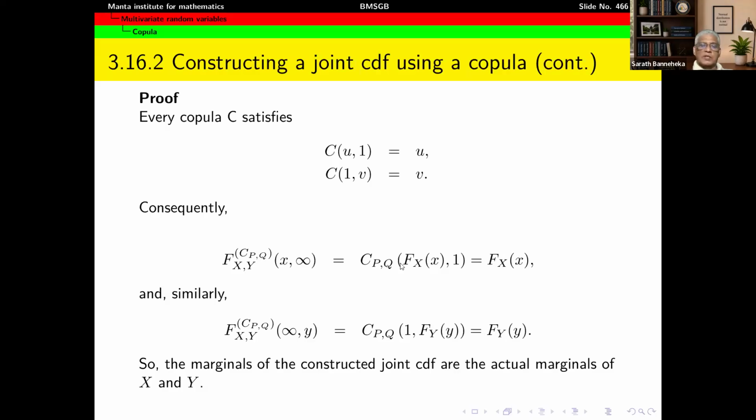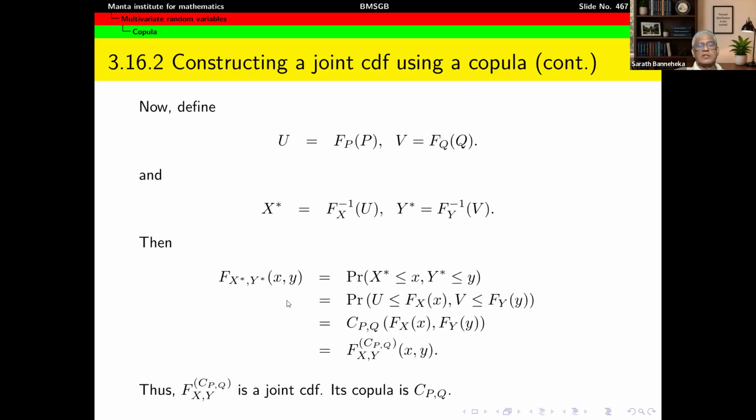It means this is actually a joint CDF. Joint CDFs are the functions which have this property: when you put one argument to infinity, you get the marginal of the other argument. So the marginals of the constructed function here are the actual marginals. That is one thing we have proved. Actually, we have not proved yet that this is a CDF. In order to prove that, let's look at this part here.